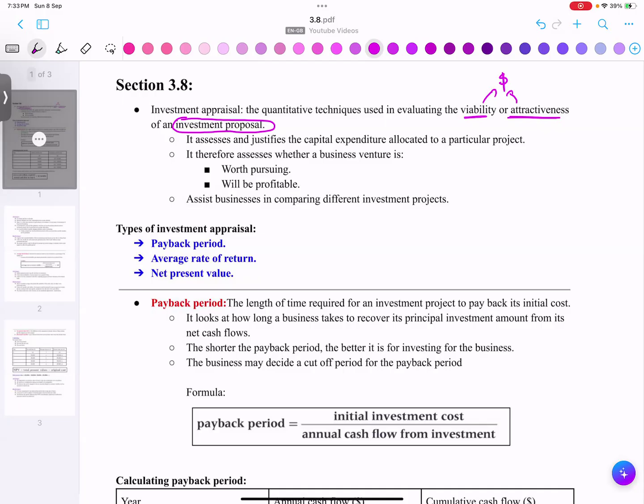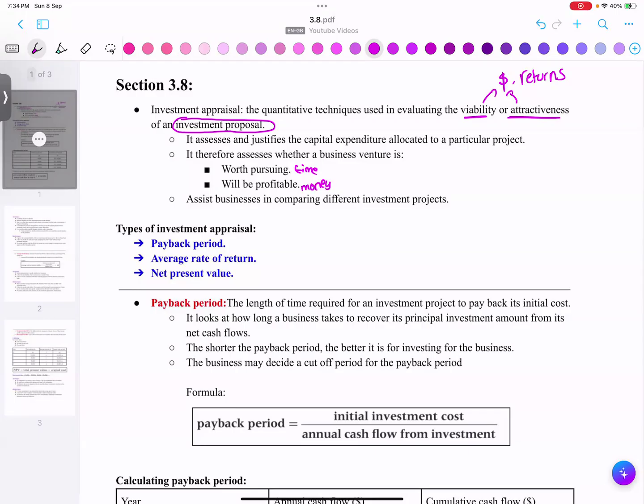Will it make money? Will it give returns? Most importantly, because sometimes, if not all the time, the investor needs to know whether they're going to be making a sufficient amount of money from the investment they're making, if it's worth their money and their effort, right? So basically, it assesses and justifies the capital expenditure allocated to a particular project, and therefore assesses whether a business venture is worth pursuing and will be profitable. Again, very important. So both the time and the money are taken into consideration.